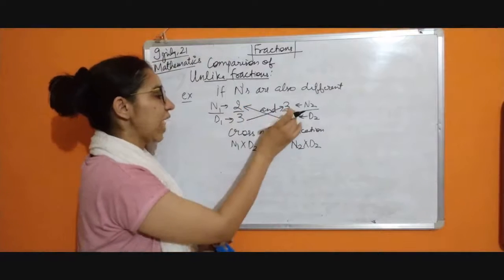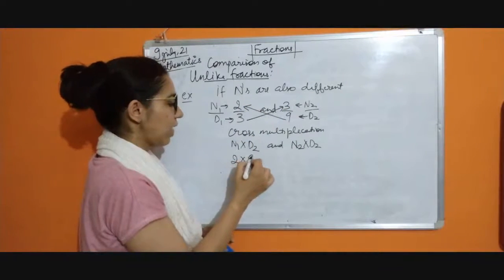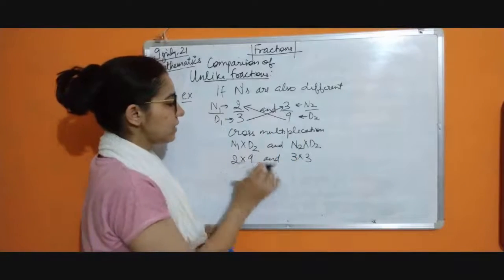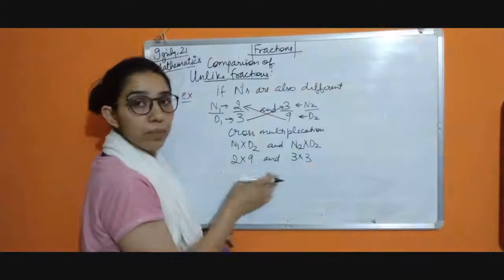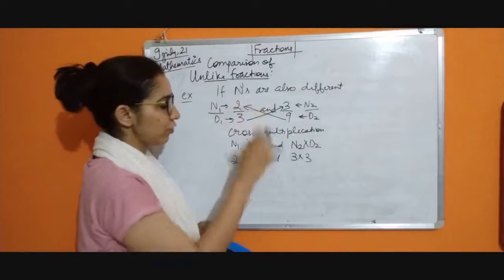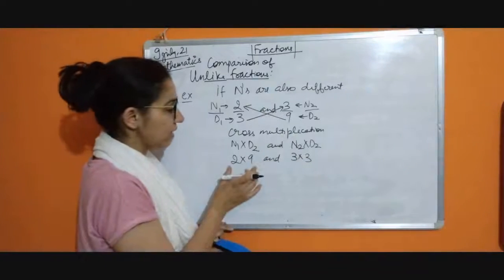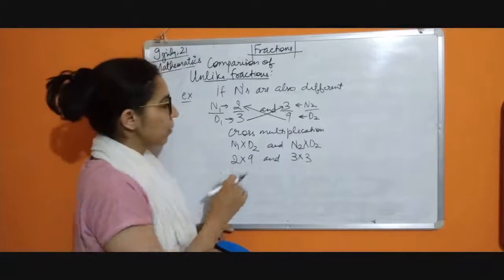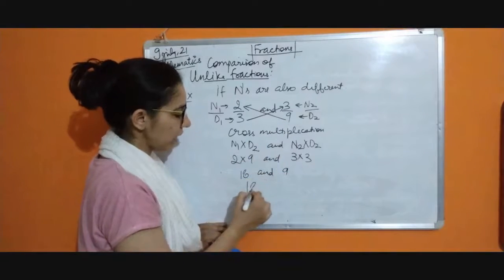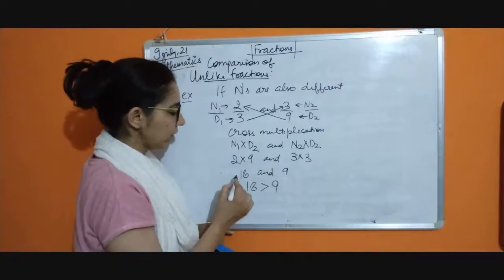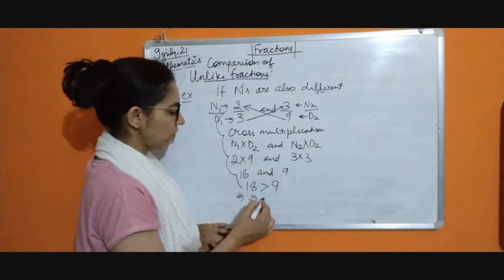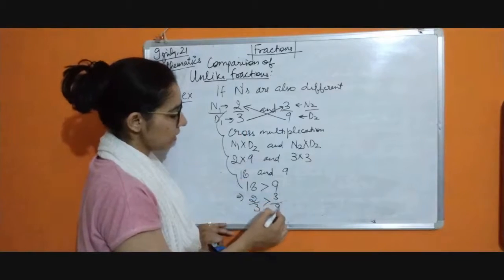It means we have to write 2 into 9 and 3 into 3. These terms are whole numbers. We will get whole numbers now. After cross multiplication you will turn your fractions into whole numbers, and these will be equivalent to these ones. So 9 2s are 18 and 3 3s are 9. Which one is bigger? 18 is greater than 9. So 18, the corresponding fraction is going to be 2 by 3. It means your 2 by 3 is bigger than your 3 by 9.